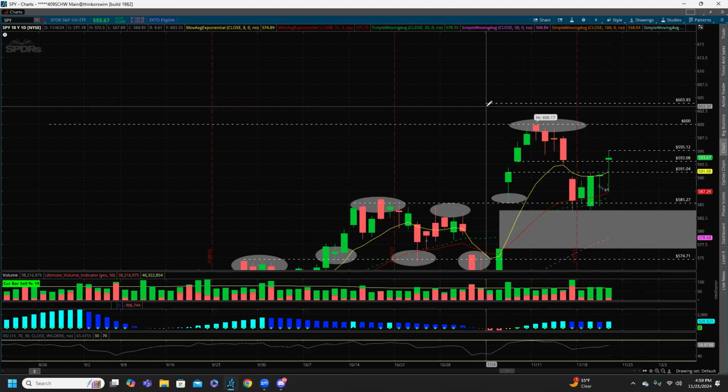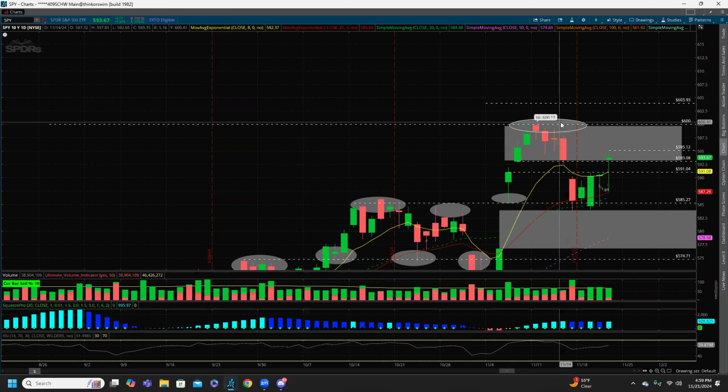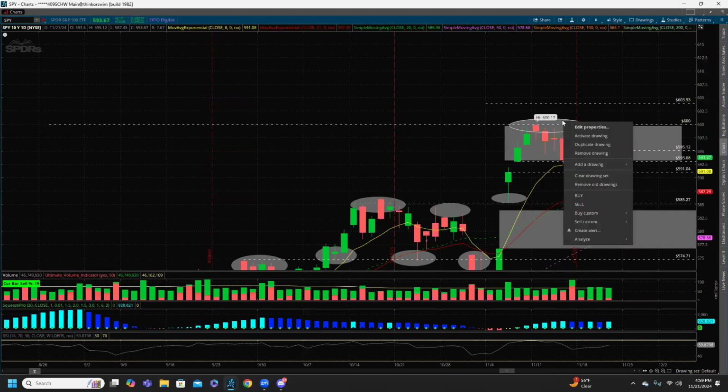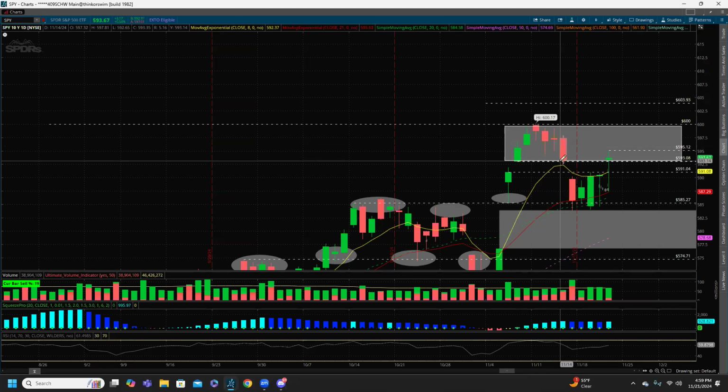Because we've already broken back into this structure here, right? We've broken back into this structure. This structure was built out. Okay. We've broken back into it. So sellers are in control here at 593. We have broken back into it.